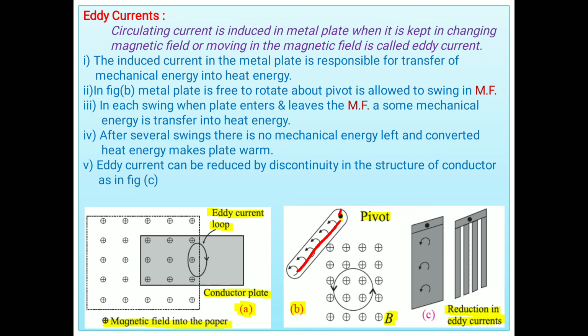Eddy currents can be reduced. Eddy currents are reduced by discontinuity in the structure of the conductor. Look at this figure, there is a continuous current here. But if we consider slots like this, then because of the slots more eddy current is not induced, meaning there is a reduction of the eddy currents. Such slots are used in transformers to prevent eddy currents.